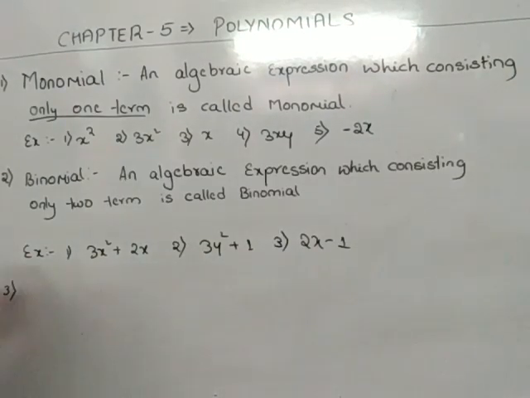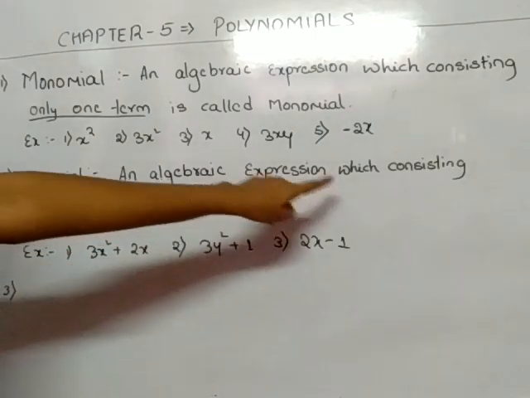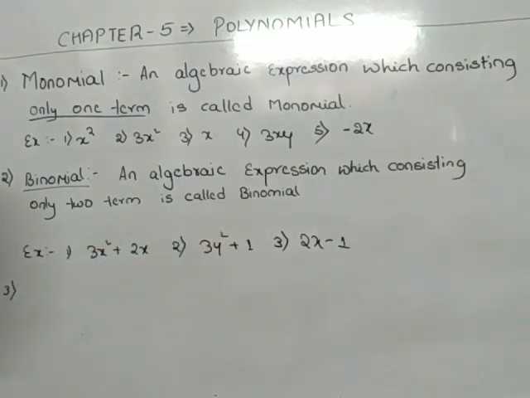Okay, here is the definition of the binomial. An algebraic expression which consists of only two terms is called a binomial. Mono means 1, bi means 2, right? Now, next we will see the example and definition for the trinomials here.